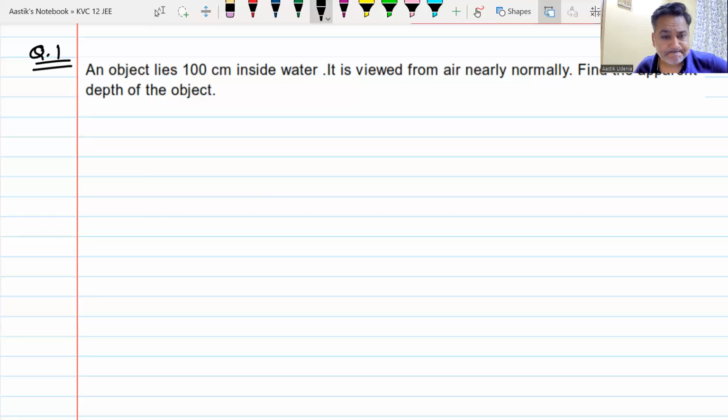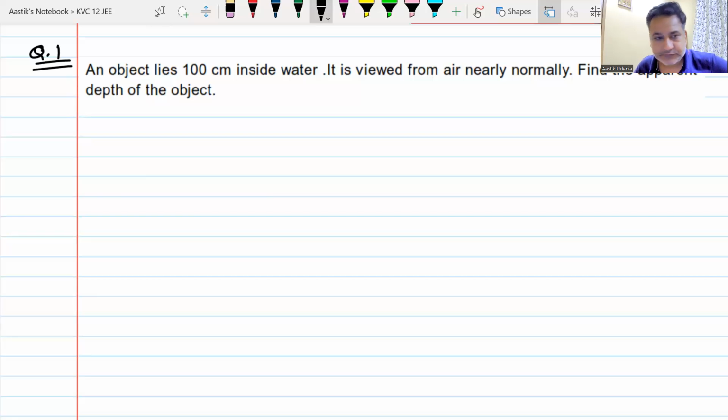Yes, beta. 75 centimeters, sir. Is it more or is it less? Less. Why is it coming less? Because it is moving from a denser medium. The object is in the denser medium and we are watching it from the rarer medium. Do we understand this? Yes, sir.